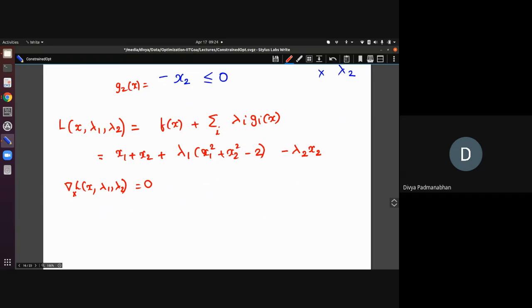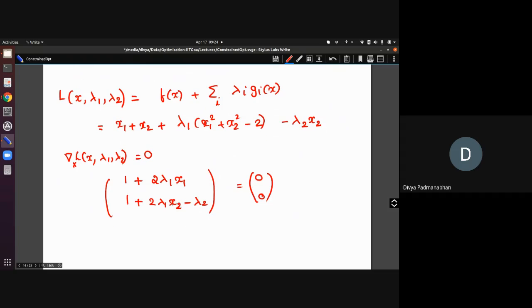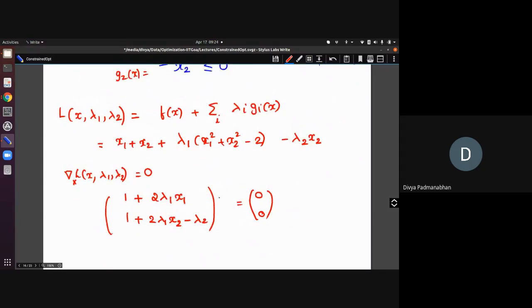Can somebody tell me? With respect to x1, it will be 1 plus 2 lambda 1 x1. And for x2, it is 1 plus 2 lambda 1 x2 minus lambda 2. So this is equal to 0. Both these conditions have to be satisfied. So this is one of the conditions.